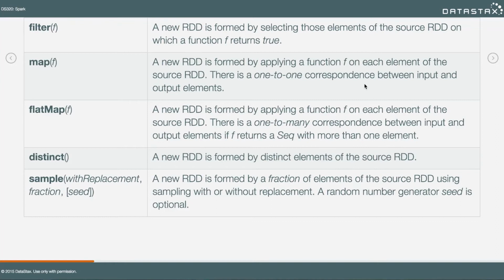Distinct is pretty simple. If the input RDD elements are comparable to one another, then distinct will return only unique elements. So if there were duplicates on the input RDD, the output RDD will have a smaller cardinality.